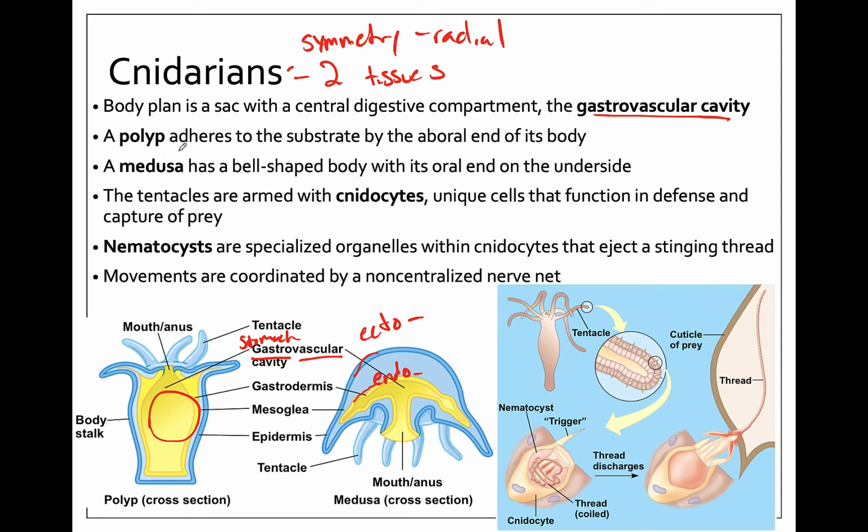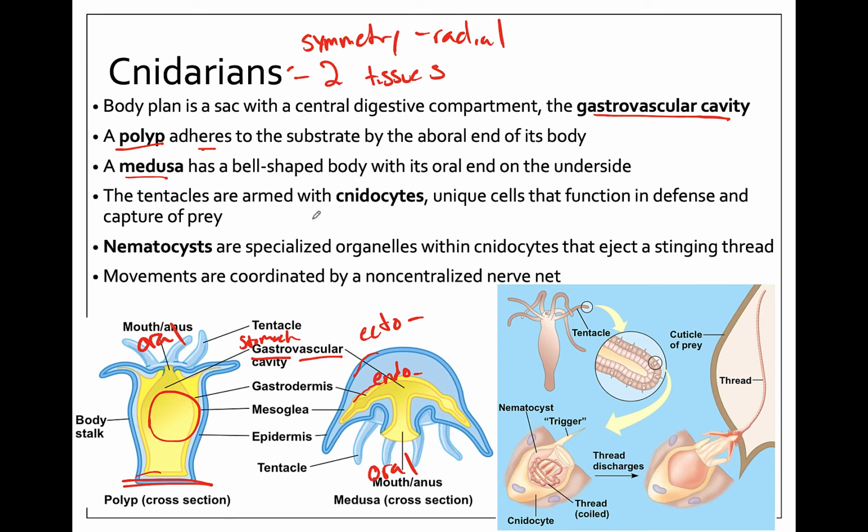The Cnidarians typically have two body shapes, either a polyp, where the oral end is at the top, and it's sedentary, so this is going to adhere here at the bottom, so they're not really going to move. Or we have the medusa, which has got the oral end over here on the bottom with that bell shape, which is going to allow it to be mobile and move around.